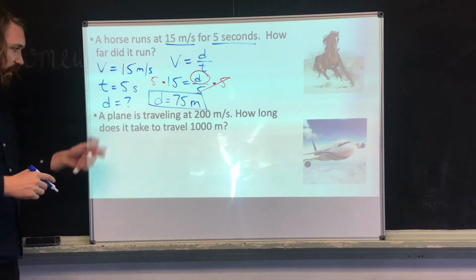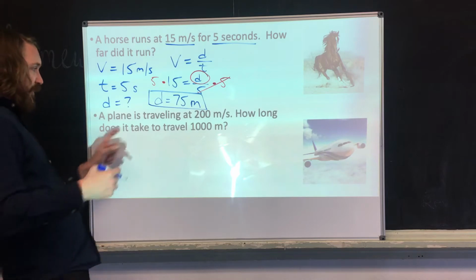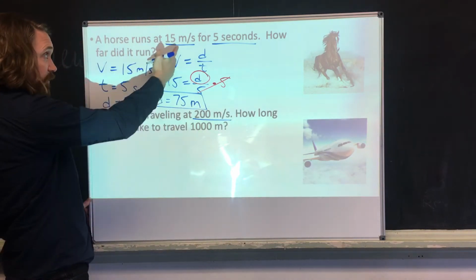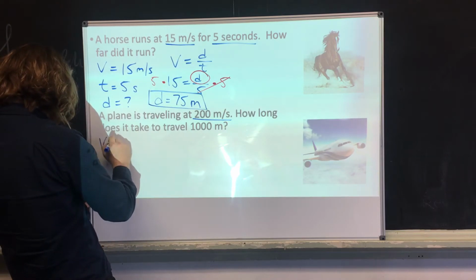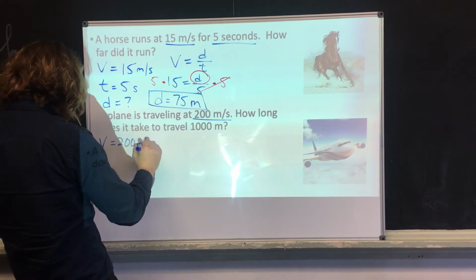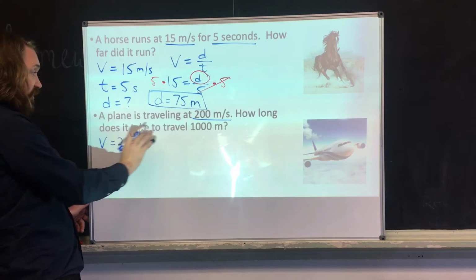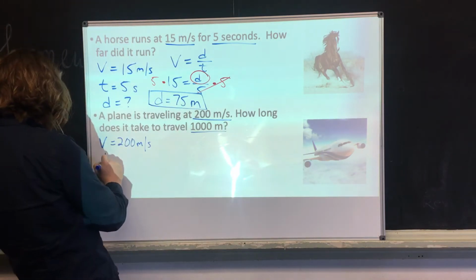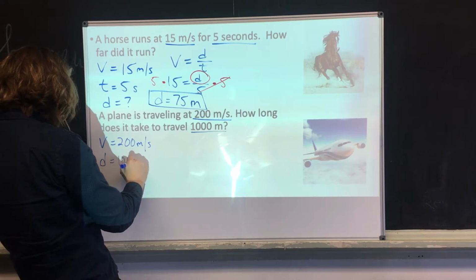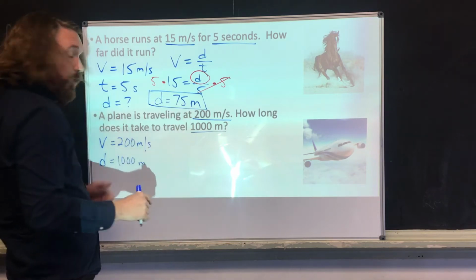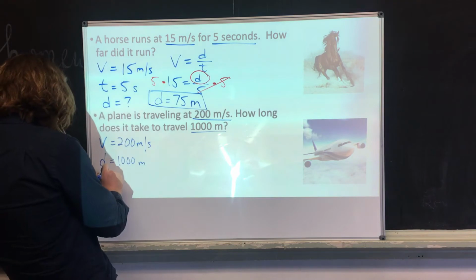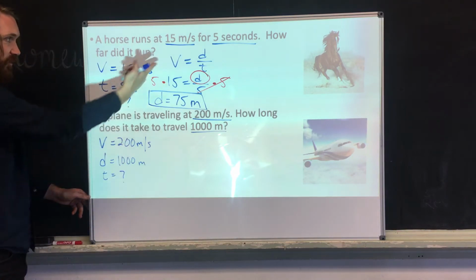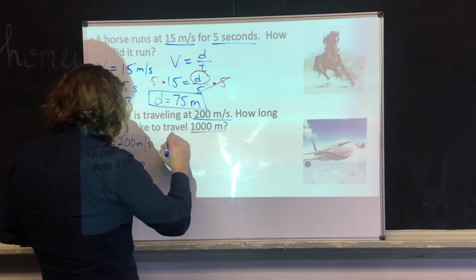Let's do number 2. First step, make a chart. A plane is traveling 200 meters per second. Meters per second is velocity. How long does it take to travel 1,000 meters? As we saw, meters equals distance. And it says, how long does it take? Well, how long is the time? We make our chart.